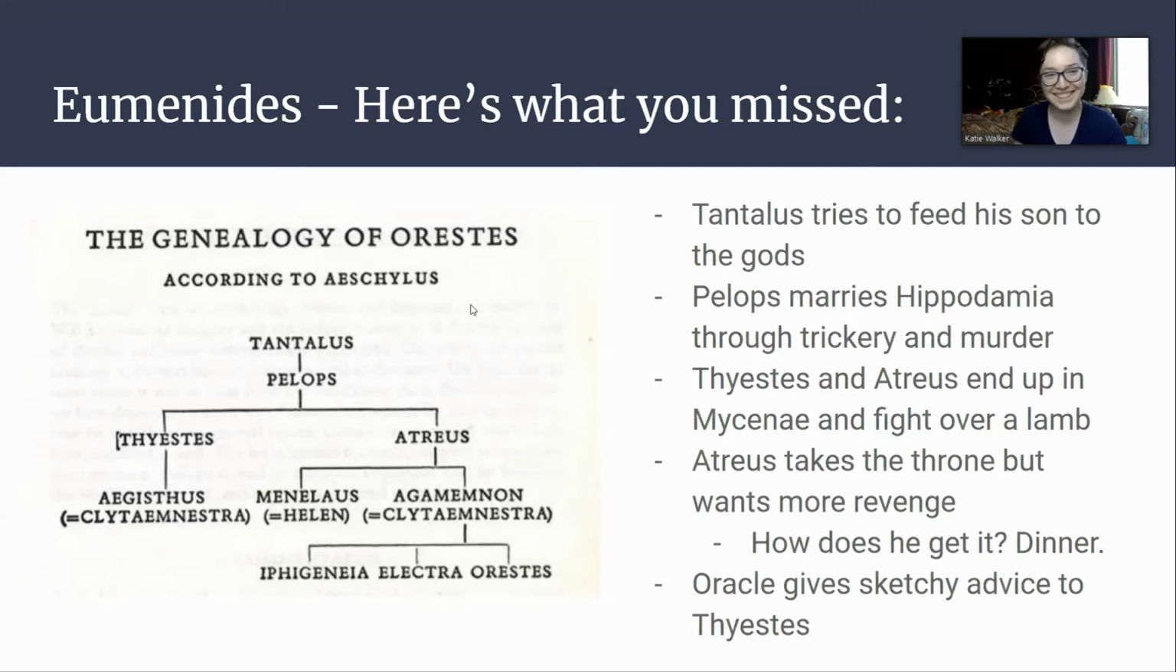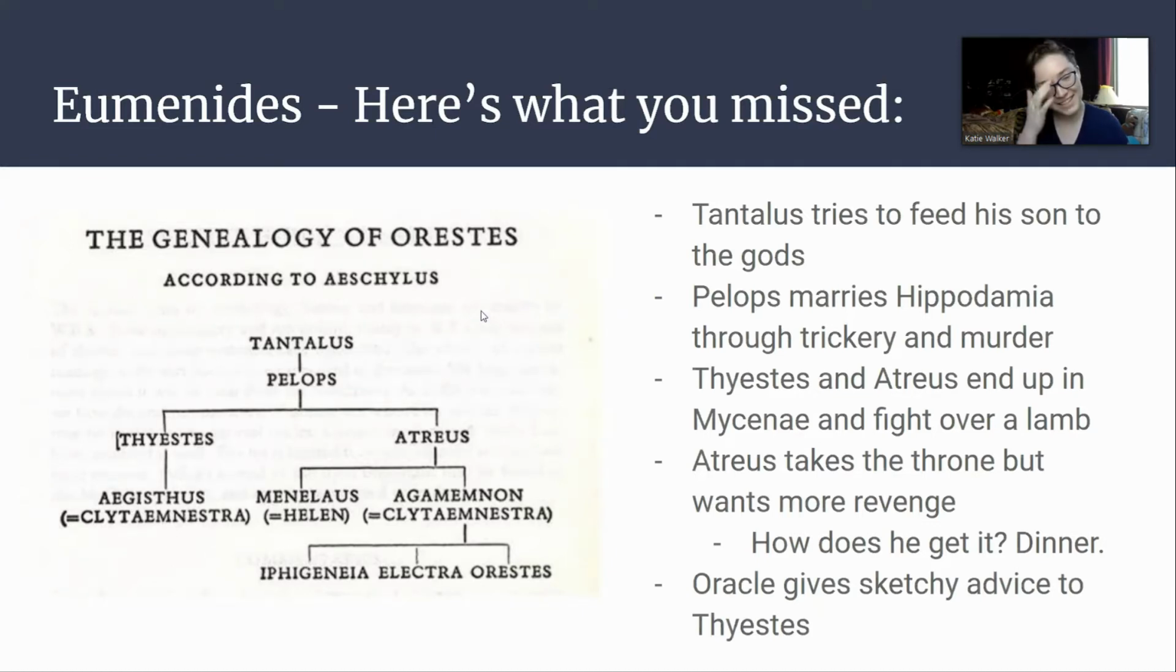And things just really spiral out of control from there. He has two kids. Well, they have a lot of kids, but the most important ones are Thyestes and Atreus, who are brothers, but they don't get along. They end up getting exiled to Mycenae because in the one time they actually managed to work together, they killed their stepbrother, Chrysippus.